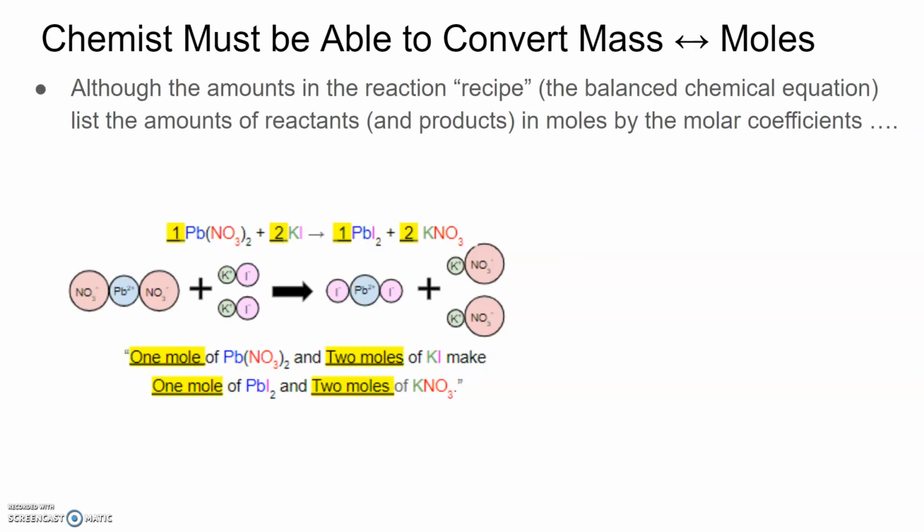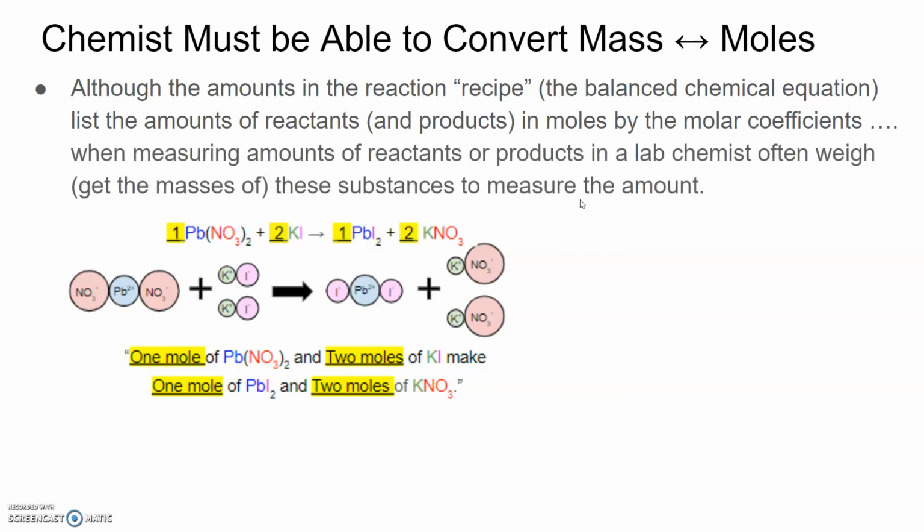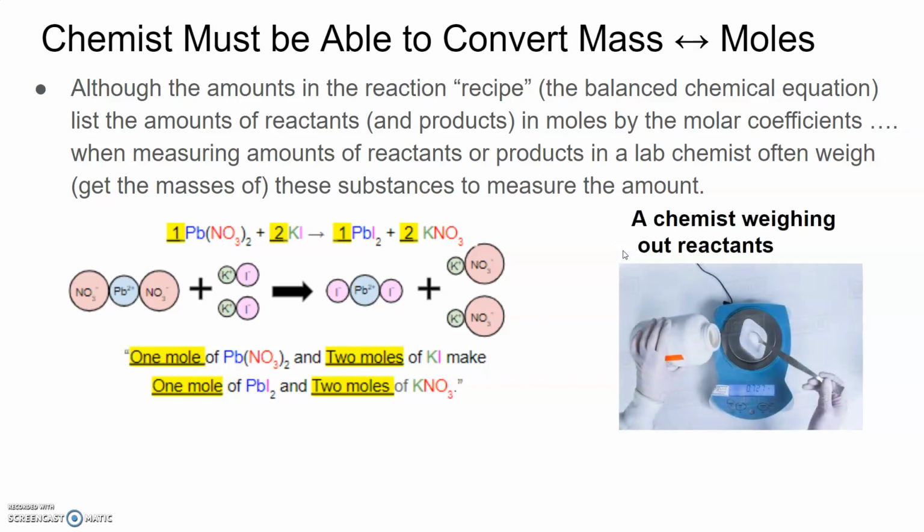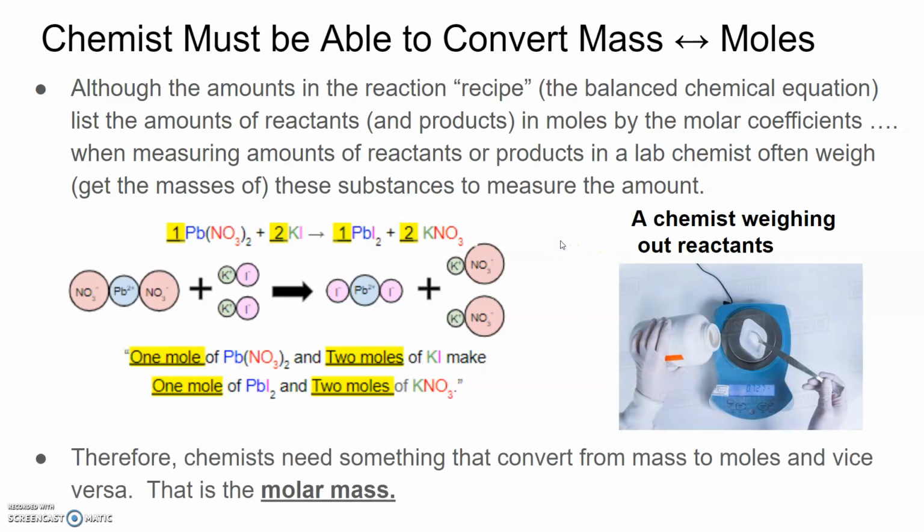Now, although the reaction recipe, also known as the balanced chemical equation, lists the amounts of the reactants and the products in moles by molar coefficients, when measuring amounts of reactants or products in the lab, a chemist often weighs or gets the masses of these substances. So we don't actually count out the number of atoms or measure the moles, we measure the mass in a lab. So a chemist needs something they can use to convert from mass to moles and vice versa. And that thing that converts from mass to moles and vice versa is the molar mass.